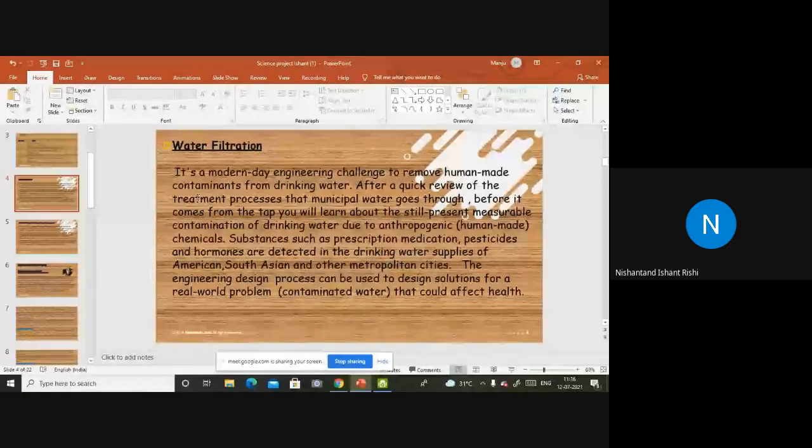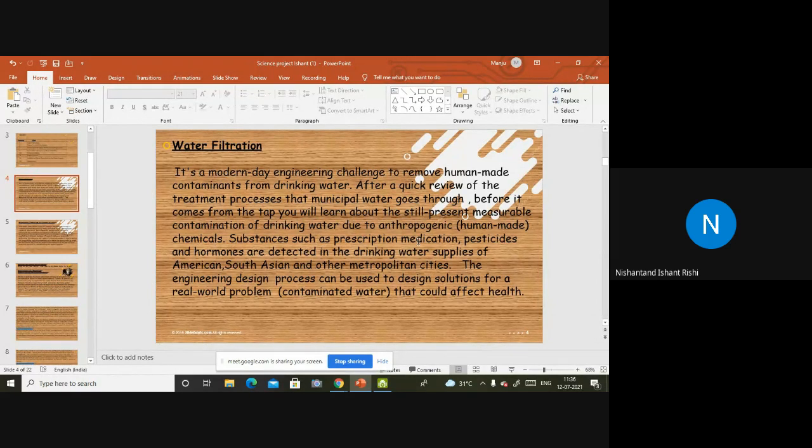Hello, sir. My name is Ishant Rishi, and my project is on water filtration in our daily life. It's a modern day engineering challenge to remove human-made contaminants from drinking water. After a quick review of the treatment processes that municipal water goes through before it comes through a tap, you will learn about the still present measurable contamination of drinking water due to anthropogenic, human-made chemicals.